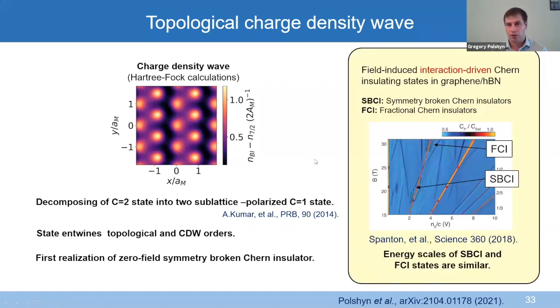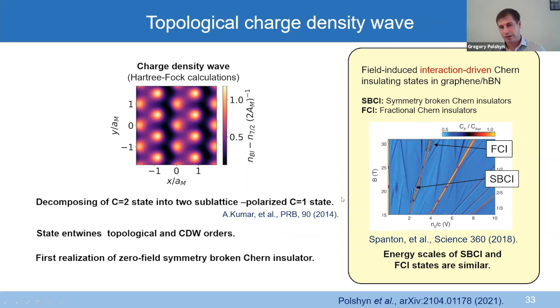And in general, there are two types of interaction-driven Chern insulating states in a 2D lattice. This is symmetry-broken Chern insulators, which have integer Chern numbers, but spontaneously break the spatial symmetry of the lattice, and fractional Chern insulators, which have fractional Chern numbers. So, of course, the dream is to find one day a zero field fractional Chern insulator state. However, the fact that we already found a zero field symmetry broken Chern insulating state in this system gives us reasons for optimism for this.